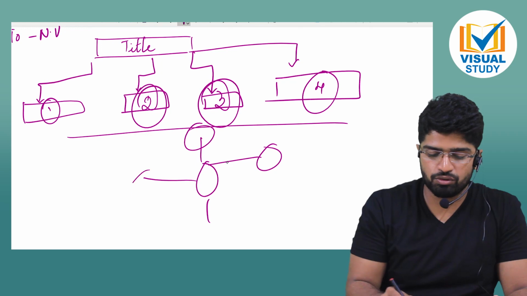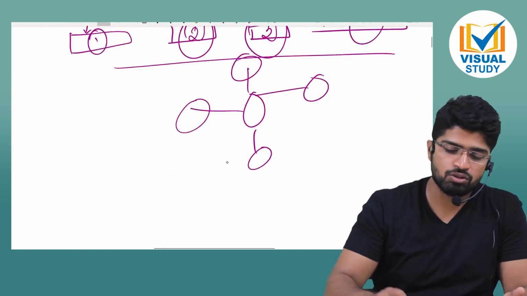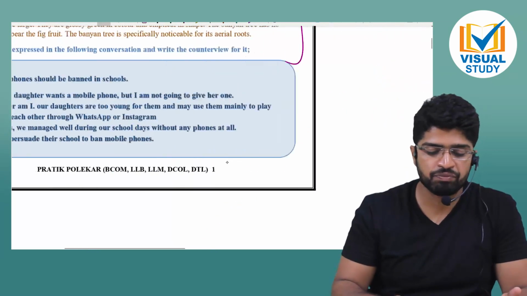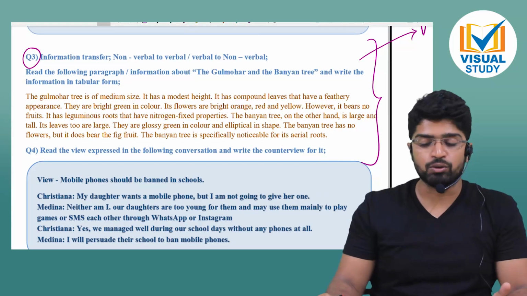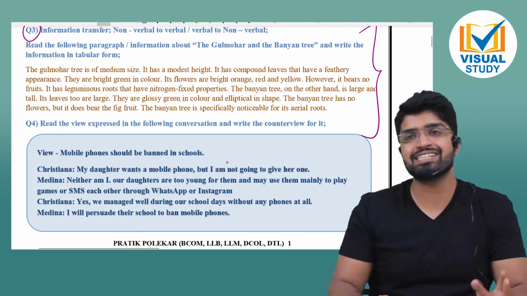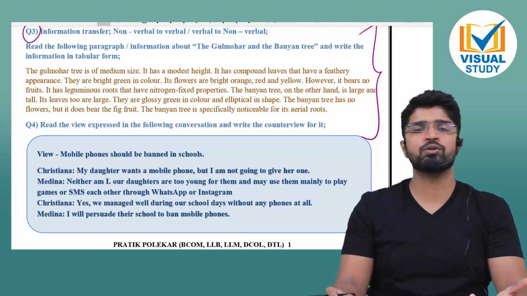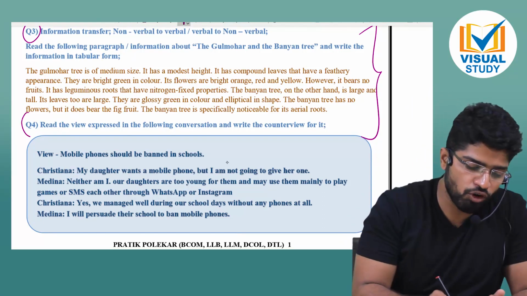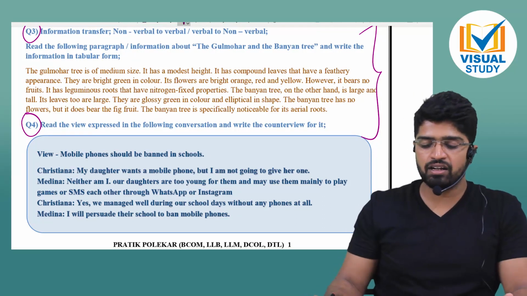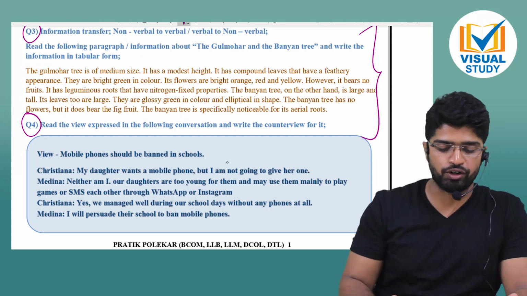1, 2, 3, 4. Simple as that. So this is a part for our interview. This is a part for our non-verbal. Non-verbal is simple. You observe the diagram and you will be able to understand what exactly the information is all about. Read the following view and write the counter view for it.